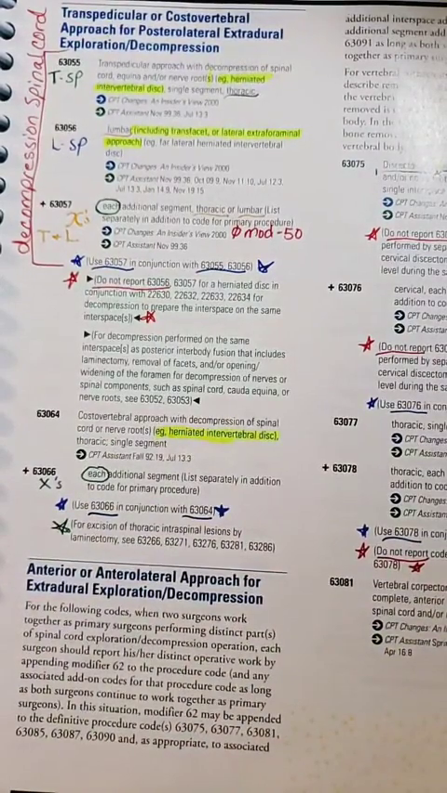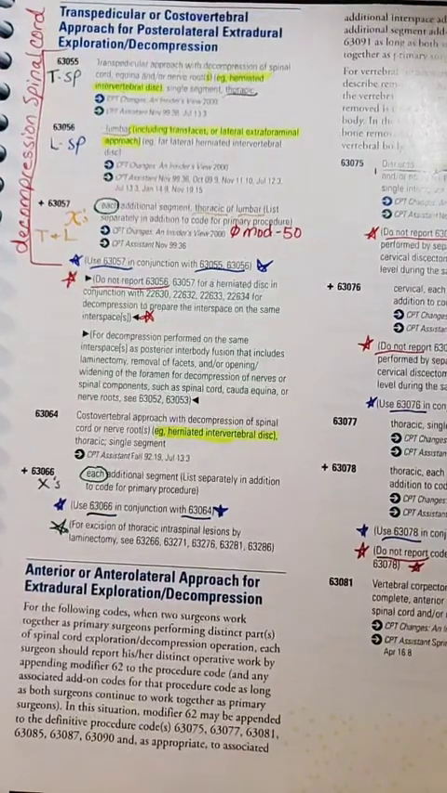Okay, 64 and 66 are, what's our word? They're costovertebral.